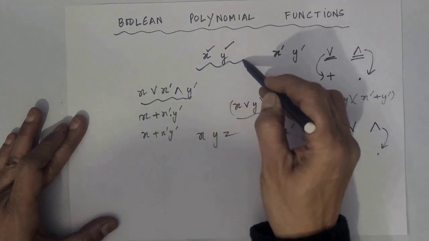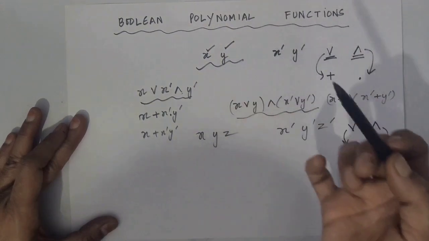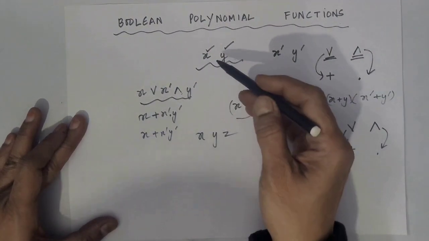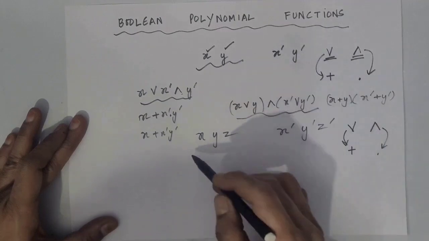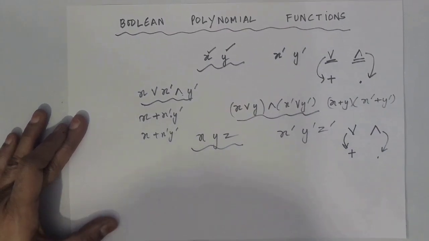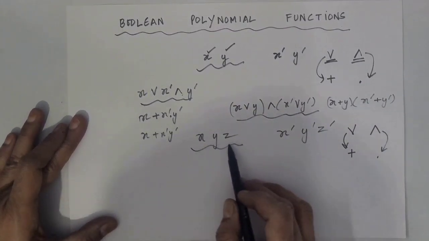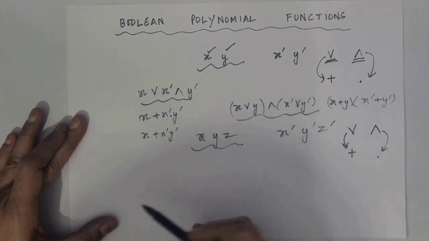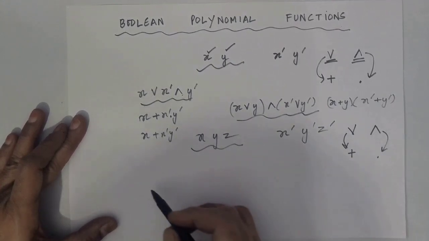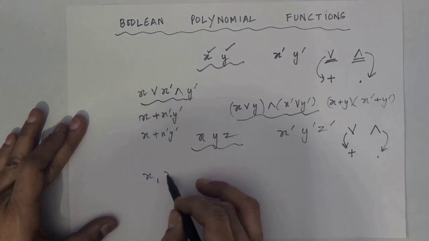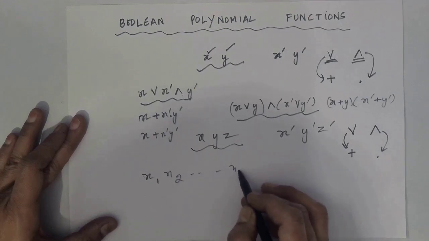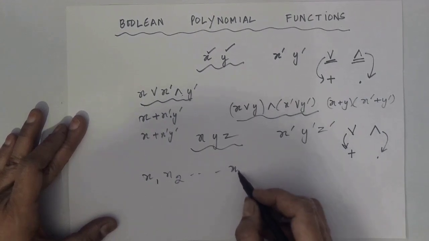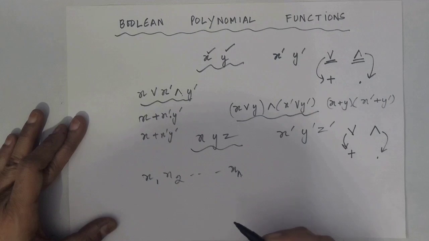You can have a Boolean polynomial involving two variables or unknowns or indeterminates. You can have a Boolean polynomial involving three variables or unknowns or indeterminates. And then likewise, in general, you can have a Boolean polynomial involving n variables x1, x2 and so on till xn, which I have already defined in my earlier video.